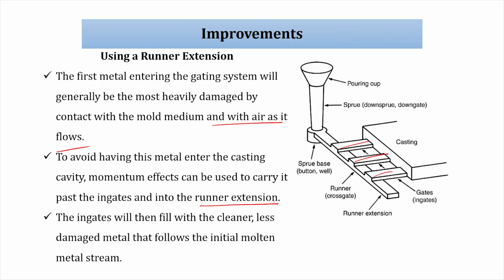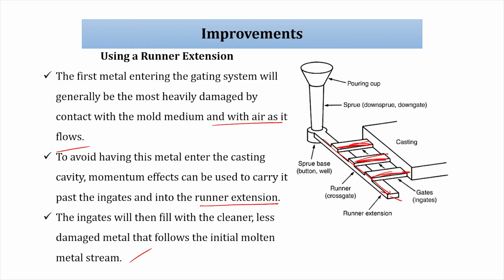The ingots will then fill with the cleaner and less damaged metal that follows the initial molten metal stream. Let us assume you are filling the molten metal. What happens? The most unclean and heavy, damaged material is going to enter into the casting. To avoid that, what can you put? An extension. What will happen? The first filling will happen here, then clean liquid and a smooth flow will happen in the casting.